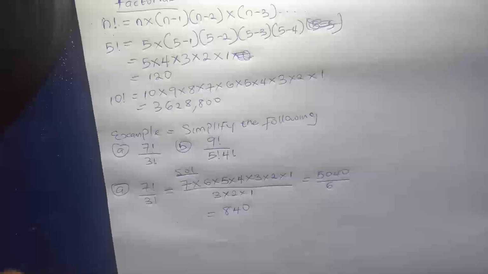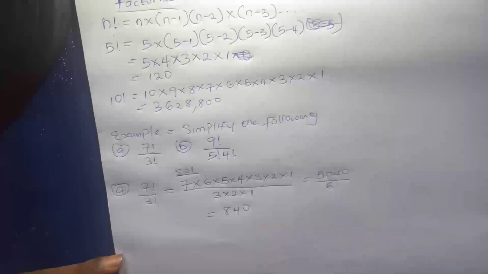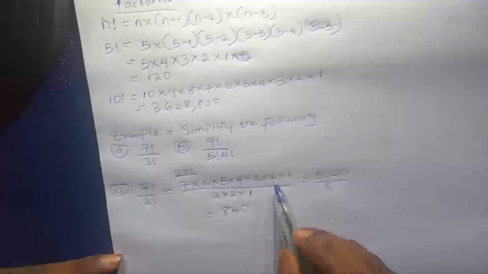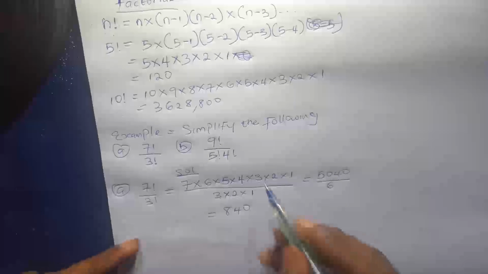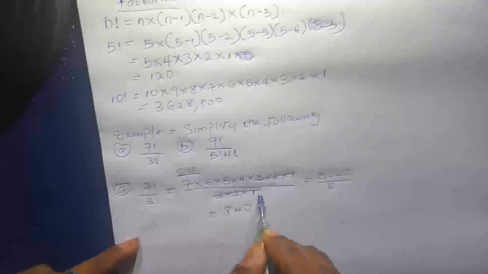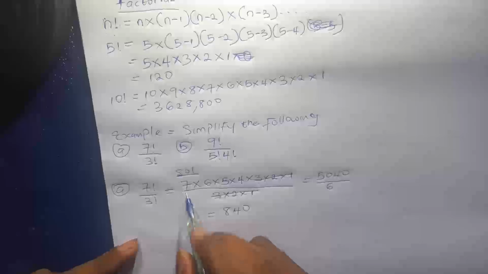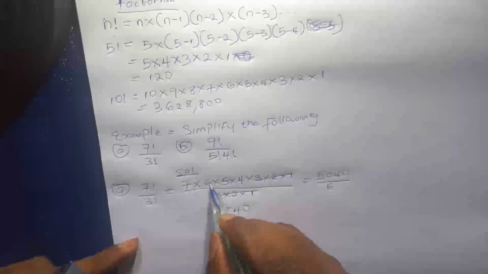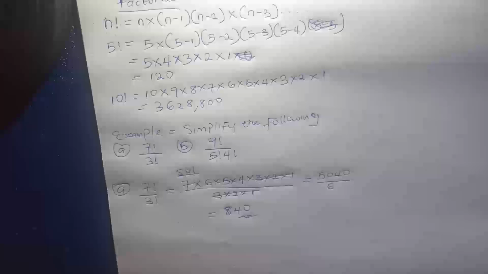Now, this is the first method. There's another method of doing that, which is just what? You notice that in the numerator, there is 3 times 2 times 1. And in the denominator, there's also 3 times 2 times 1. You just have to cancel out, because it's the same thing. Then you multiply the remaining values together, which is 7 times 6 times 5 times 4. Which also gives us 840. So that is the other method.